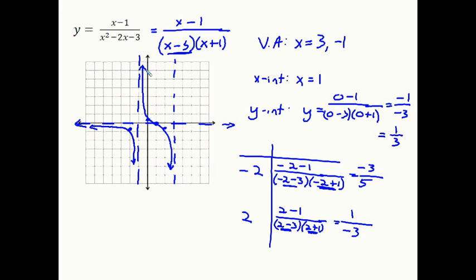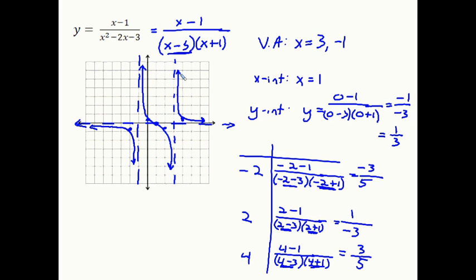And then we want to find what the graph looks like on this right section. So let's put in 4. That would be 4 minus 1 over 4 minus 3 times 4 plus 1. That gives us 3 in the numerator. This is 1 times 5 is 5, so 3/5. So we have 4, 3/5. And because of our asymptotes again, we can tell that our graph would look like this.